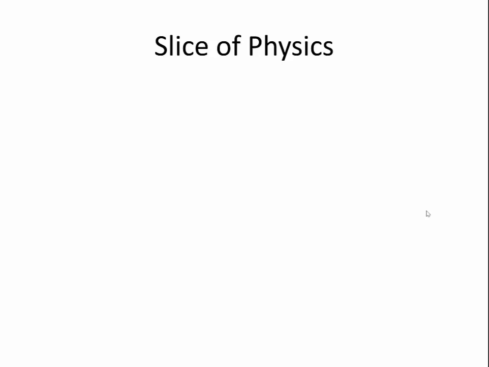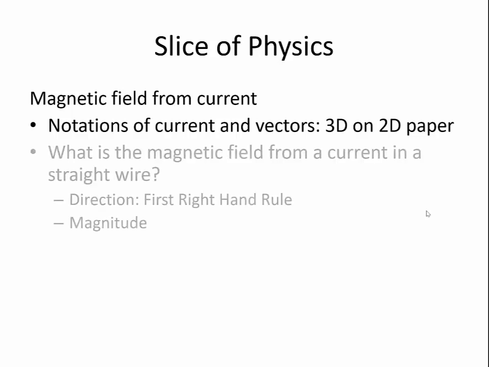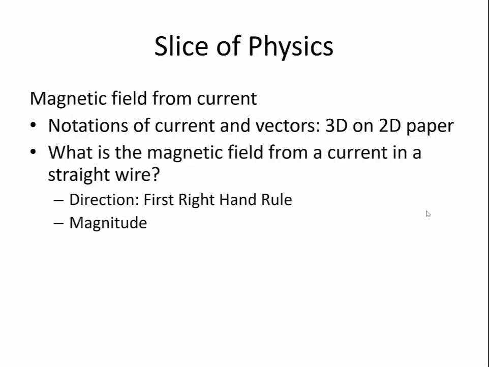Having discussed the basics of magnetism, we're now ready to discuss the magnetic field from a current, specifically in a long, straight wire. First, we will introduce some notational aspects. We are talking about three-dimensional directions on a two-dimensional paper or two-dimensional screen. So we have some notations that we use for that. So we'll introduce you to that. And then we will talk about the magnetic field from a current in a straight wire.